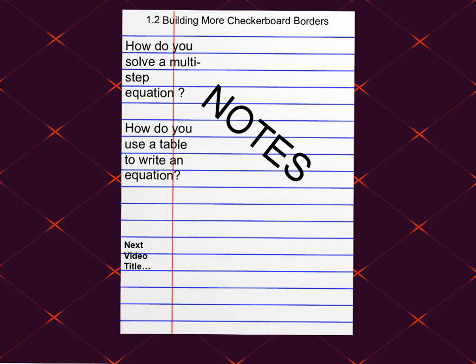For 1.2, building more checkerboard borders, we have a few videos for you to watch, 3 to be precise. The first one is how do you solve a multi-step equation? That's this video. Next, you'll do how do you use a table to write an equation. And then the last video, your title, you're going to put here, and you should know what it is. It's on your outline sheet that I gave you in class. Just a reminder, your notes go here in this column, and at the very end, you're going to create your summary.